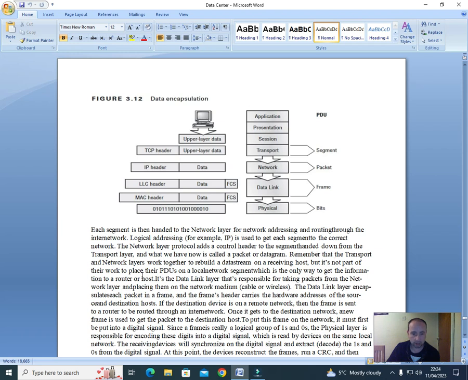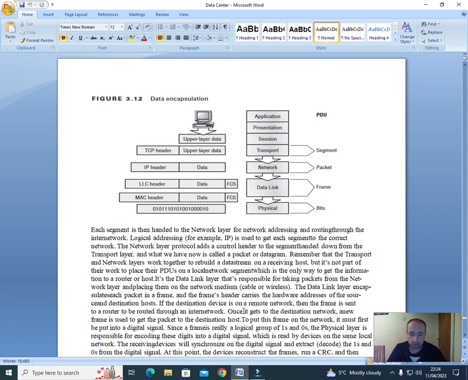Remember that the transport and network layers work together to rebuild a data stream on the receiving host, but it's not part of their work to place their PDUs on the local network segment, which is the only way to get information to the router or host. It's the data link layer that's responsible for taking packets from the network layer and placing them on the network medium, cable or wireless. The data link layer encapsulates each packet in a frame, and the frame's header carries the hardware address of the source and destination nodes.